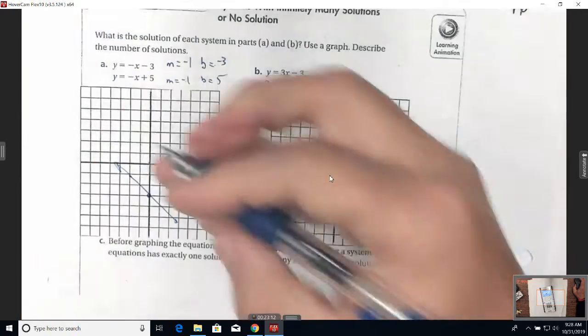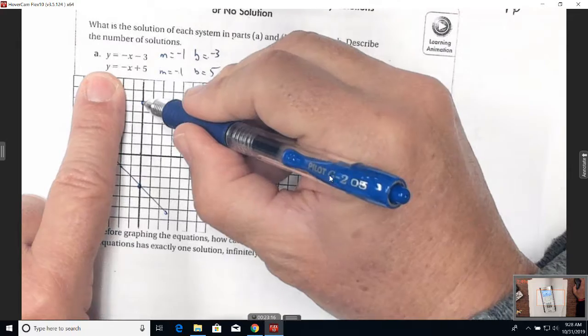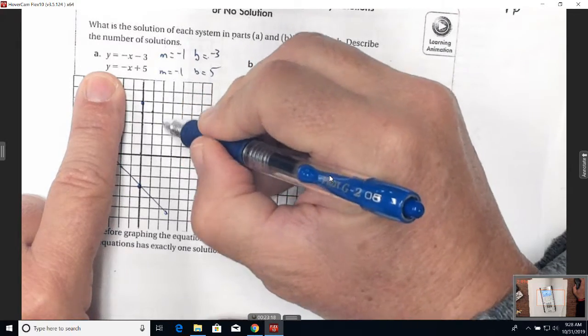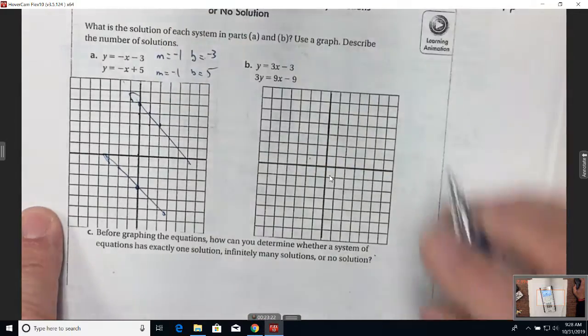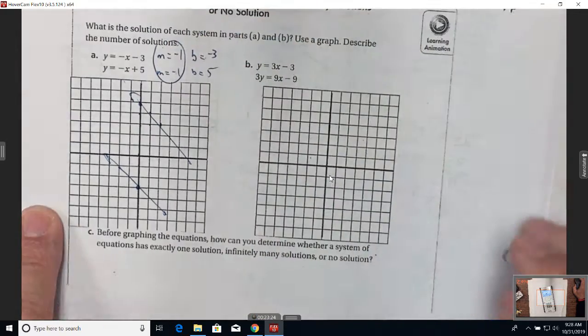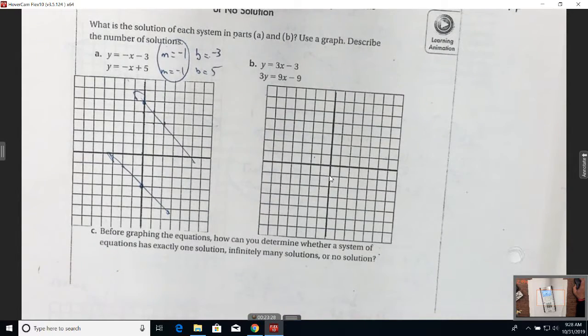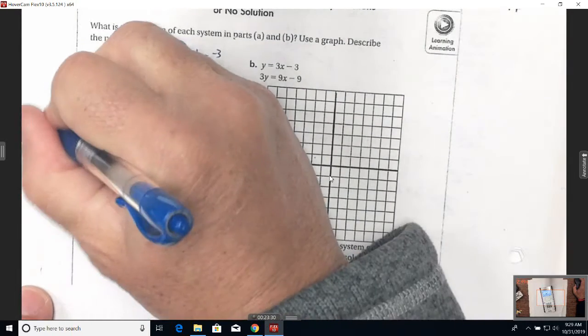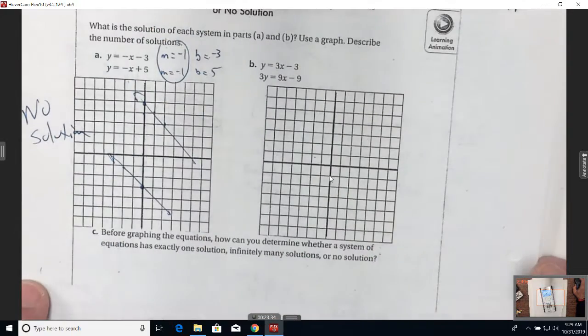And this one crosses at a positive 5 and has a slope of -1. So that's down 1, right 1, down 1, right 1, like that. So I know that they're parallel because the slopes are the same and the y-intercepts are different. So what does this mean? A would have what? No solution.